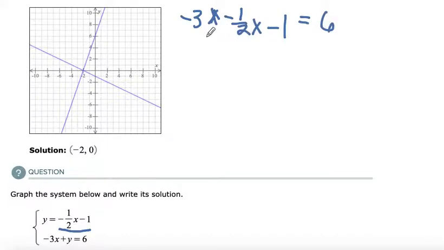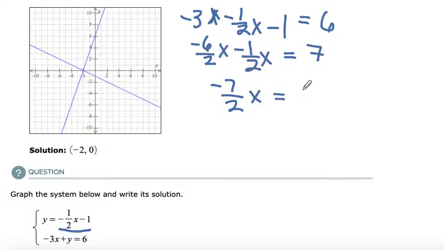And so now all I have to do is combine these like terms. So negative 3x and negative 1/2 x. Well, I can convert this into an improper fraction. So this negative 3 is the same as negative 6/2 x minus 1/2 x. And then if I add 1 to both sides, then I get equals 7. So now I combine these like terms, and I get negative 7/2 x equals 7.